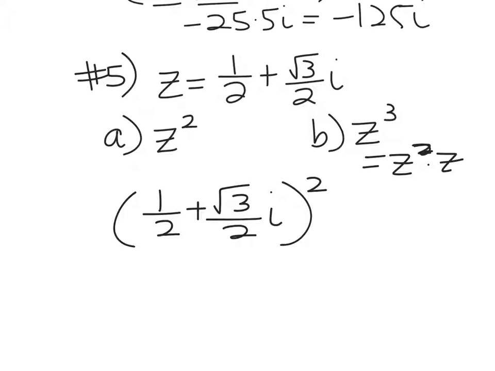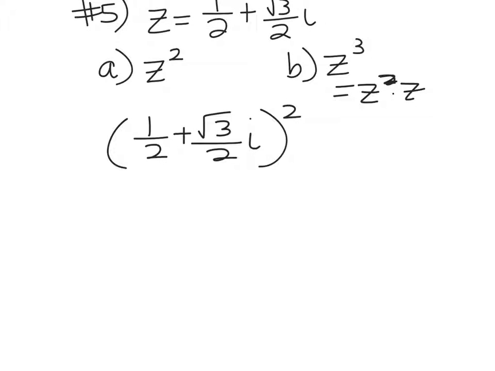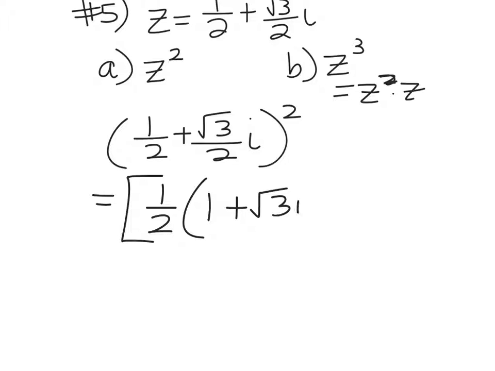There's a couple different ways to do this problem. Now, if you get a little mixed up with all these fractions, you can factor out the 1/2 to the front and then FOIL the other part. So if I factor out a 1/2 from both of these terms, I end up with 1 plus root 3 i, and then the whole thing is still squared. All I did was take the 1/2 out so I don't have to deal with fractions while I'm foiling.